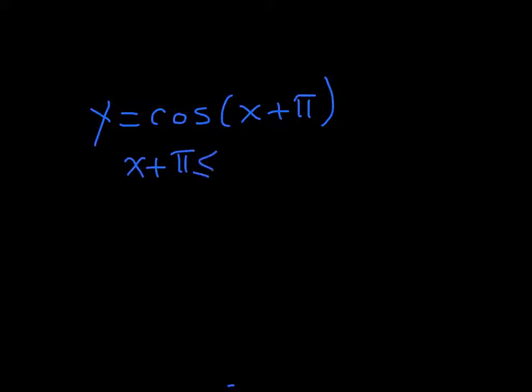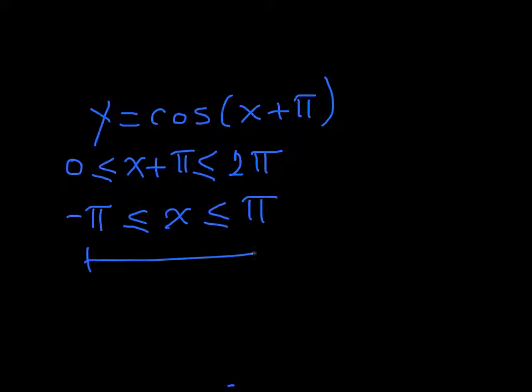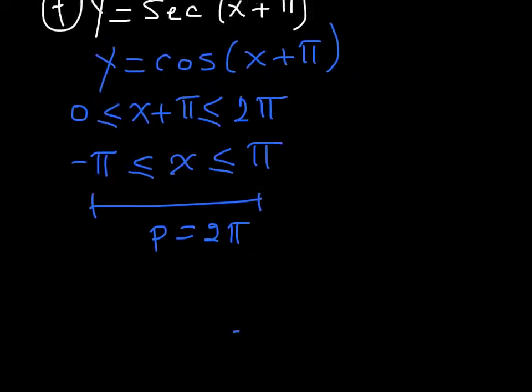Part F. Graphing a secant. We're going to pretend, just simply pretend we're graphing the function y equals cosine of x plus pi. So that means we take the angle x plus pi and we squeeze it between 0 and 2 pi. And we solve for x. To solve for x, this is going to be negative pi less than or equal to x less than or equal to pi. The length of this period from here to here is 2 pi. Let's just go ahead and graph it.